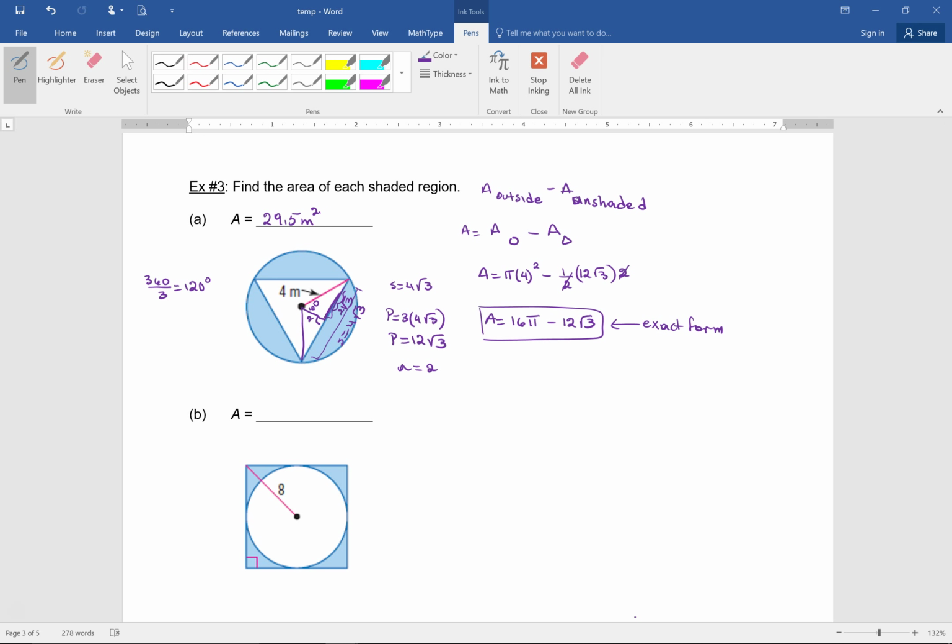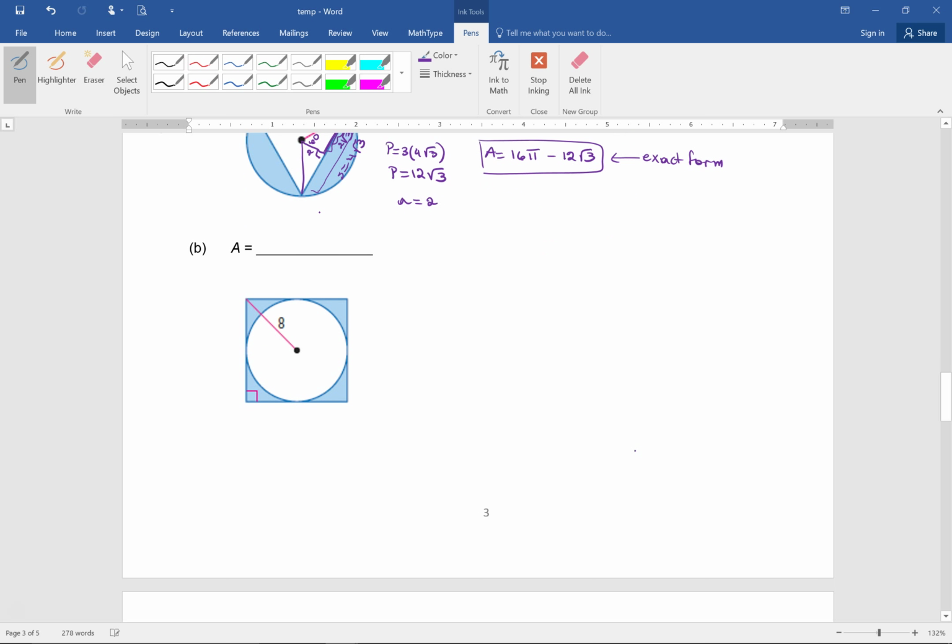Yes? Woohoo. All right. Look at this one. I just love these. Love, love, love these. All right, look at this one. What do we need? Our area is going to be the area of a square, not a rectangle, but a square, minus the area of a circle.